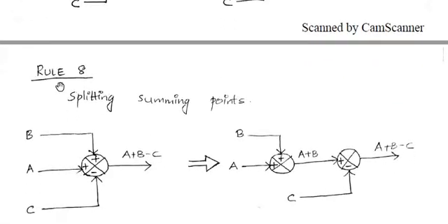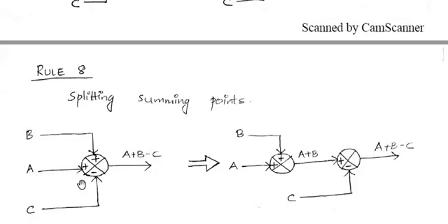Then splitting summing points. Sometimes in our block diagram we will be having a summing point with 3 inputs. If that is the case, then we have to split it into 2 different summing points, each with 2 signals or 2 inputs. So here we have a summing point. The inputs are A, and that is plus. Here the second input is B, that is also plus, and the third input is C, that is minus. So this summing point with these 3 inputs will give an output A plus B minus C.